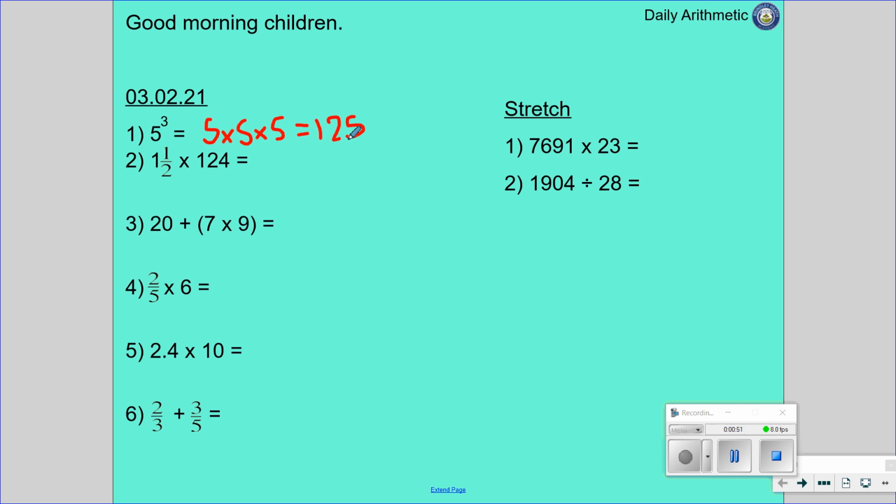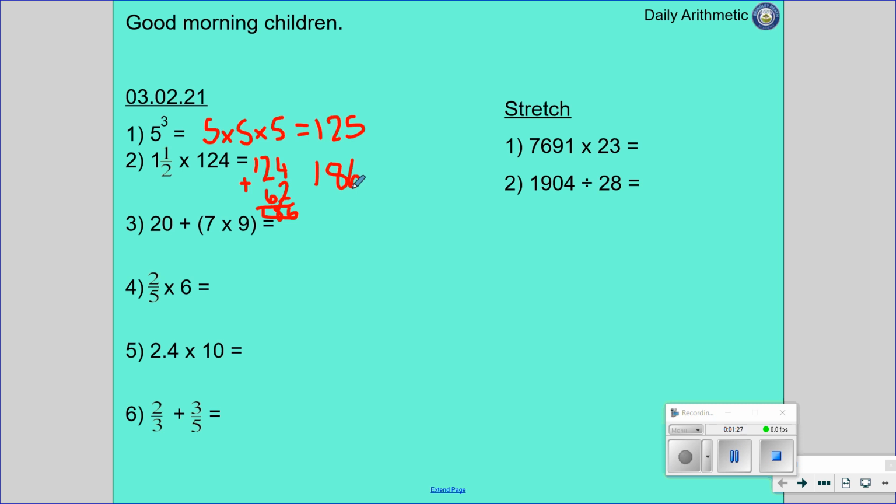Okay, question 2, we've got 1.5 times 124. To do that, remember I need to know what one lot of 124 is, and then I need to know what half of 124 is, and then I need to add them together. Well, one lot of 124 is 124, and half of 124 is 62, and then I need to add those two numbers together. So adding them together, 4 add 2 gives me 6. 2 add 6 gives me 8, and 1 add nothing gives me 1. So the answer there is 186.